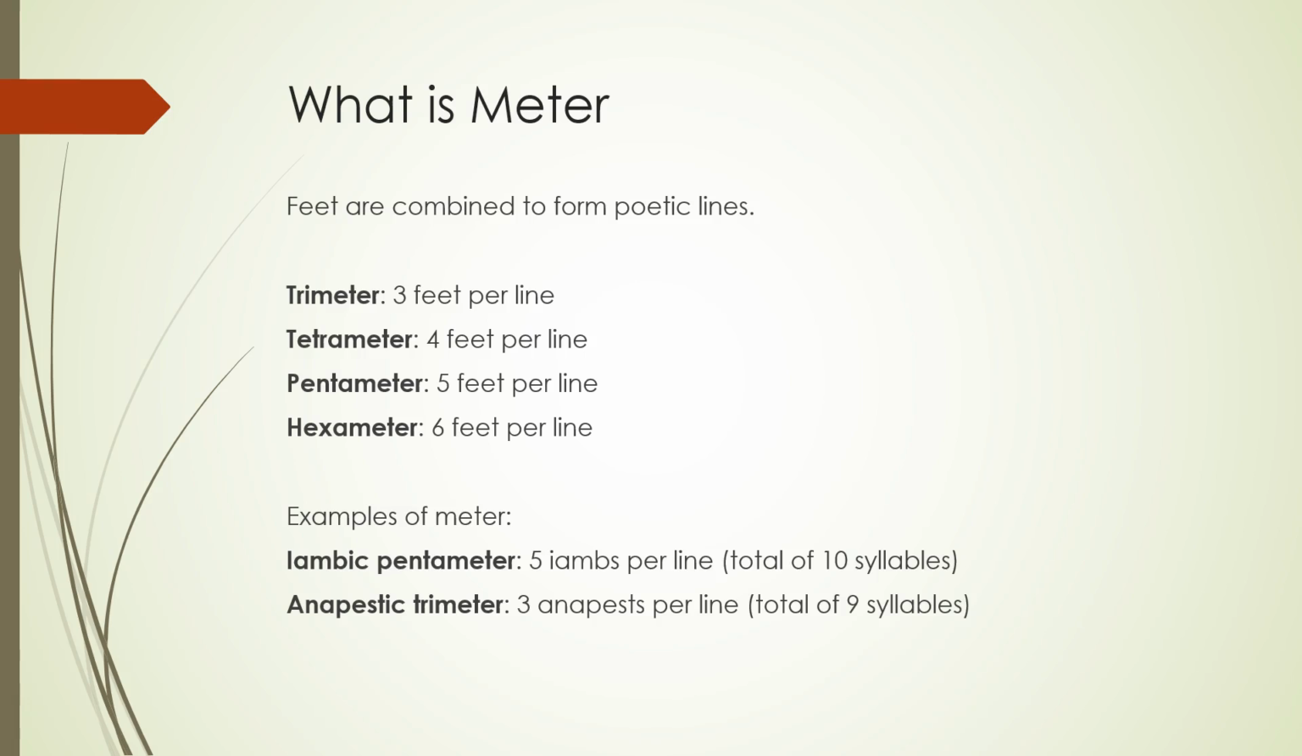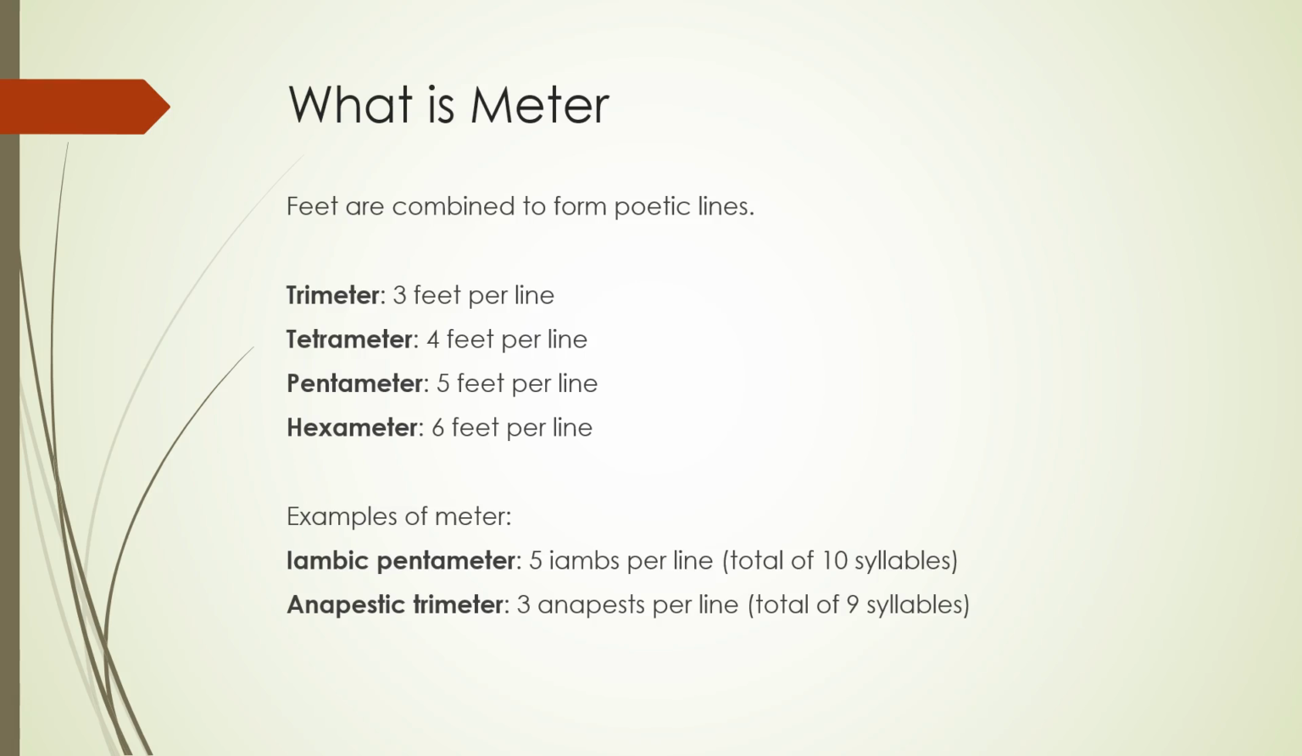Okay, once you have a foot, it can be combined with other feet to form poetic lines. So if you have 3 feet per line, you have trimeter. 4 feet per line is tetrameter. 5 feet per line is pentameter. 6 feet per line is hexameter. And again, these are just examples. There are more.